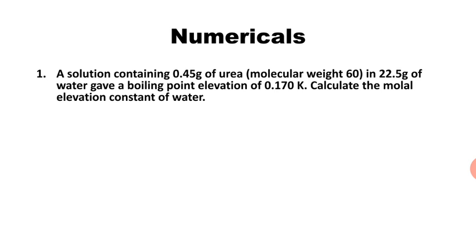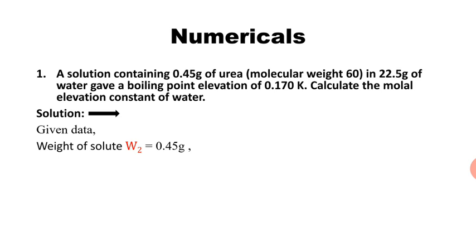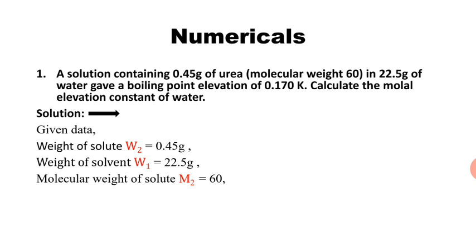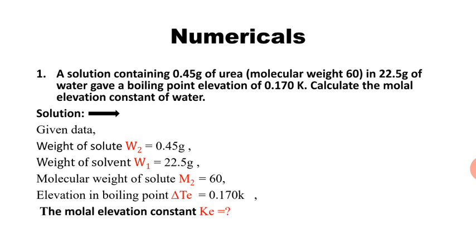So here, before writing the solution, students should first write down the given data. Weight of solute W2, the weight of urea, is 0.45 gram. Weight of solvent W1 is 22.5 gram of water. Molecular weight of solute is 60. Elevation in boiling point, delta T, is given, that is 0.170 Kelvin. The molar elevation constant we have to calculate, that is Ke.